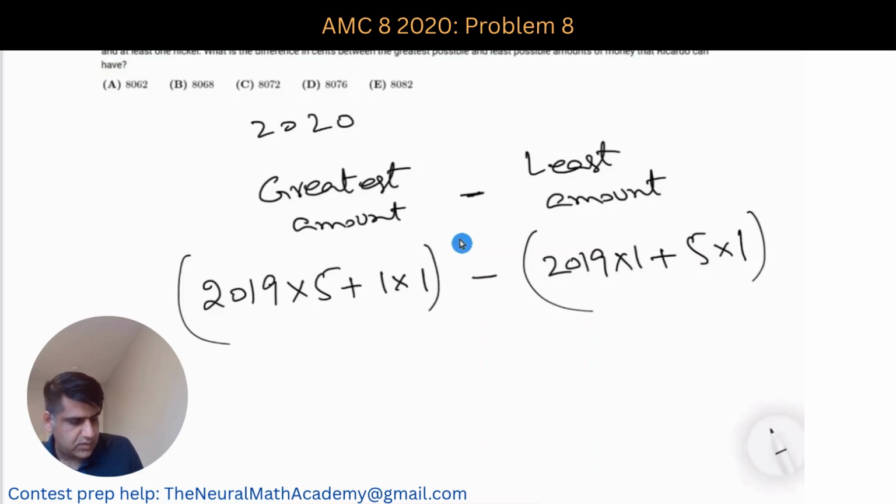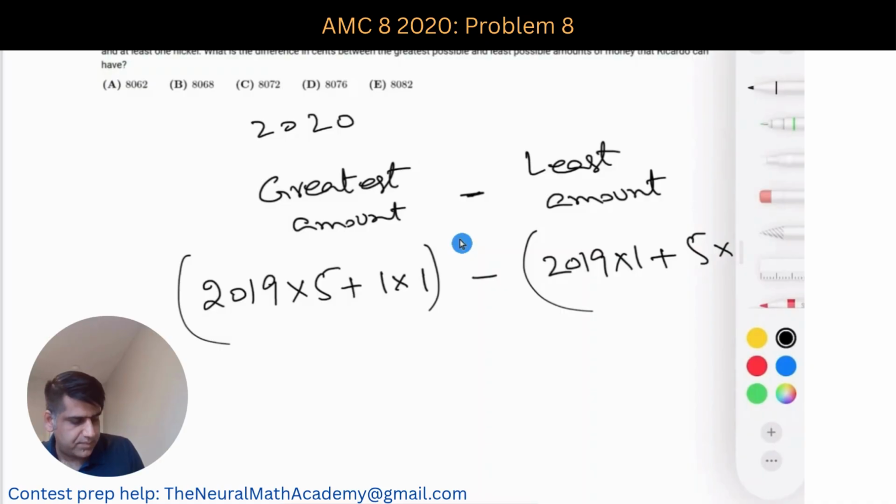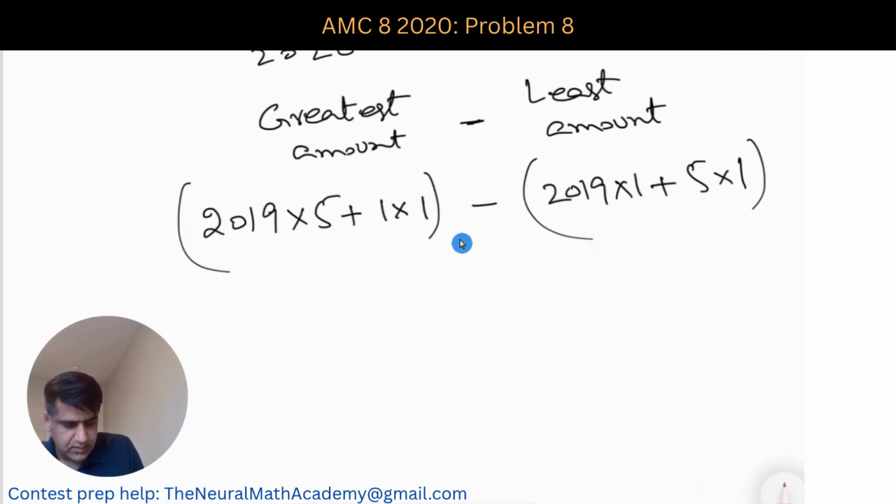So just to explain, here these are the maximum nickels and they will maximize the price or the amount, and here is 1 penny only. And again, to have the least amount, there should be 2019 pennies and 1 nickel. So now we can solve this problem just by rearranging.